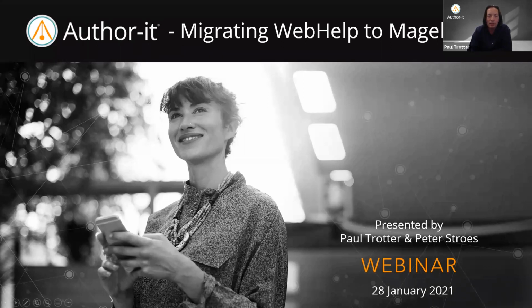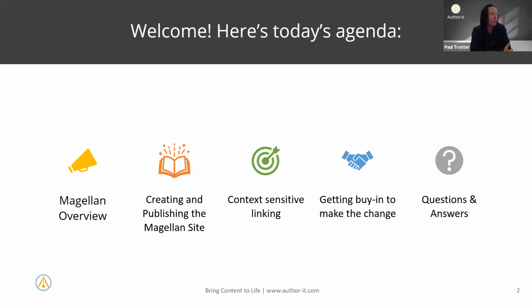So let's kick off and talk about what we want to cover today. In our first webinar on Magellan, we talked a lot about the different capabilities of Magellan, and in our second webinar some of the more details on theming. Today we're just going to talk about how you transition your current web help projects to Magellan. Now, we appreciate we jumped the gun a bit with our deprecation of web help, and I hope we've corrected that, giving you another year to get it sorted out.